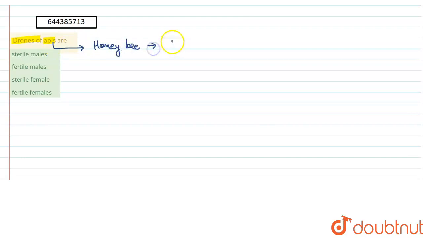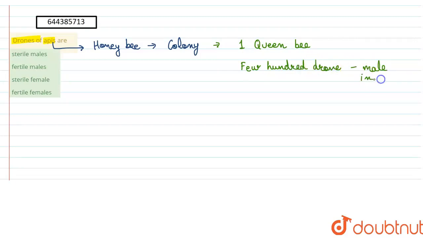And when we talk about the colony of honeybee, then in one colony there is one queen bee. There is one queen bee of the colony which is functional, right? Then next we have a few hundred drones. These drones represent the male insect.